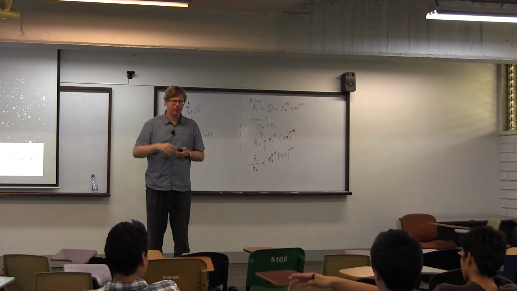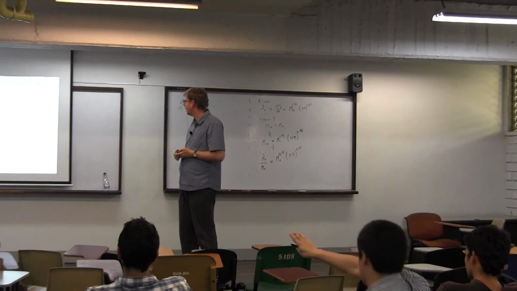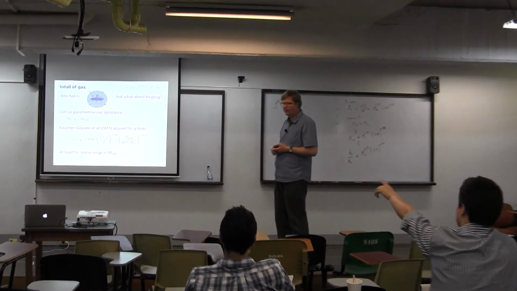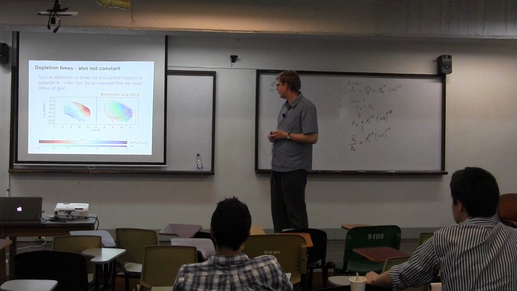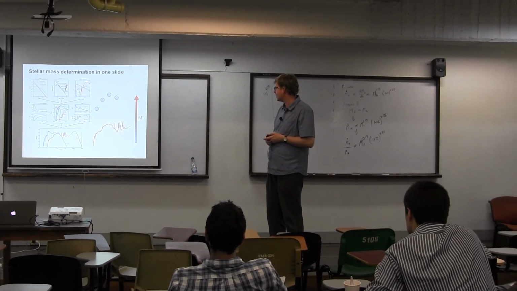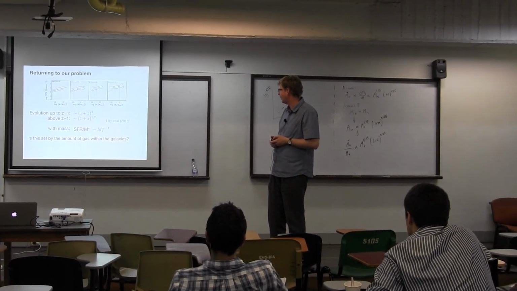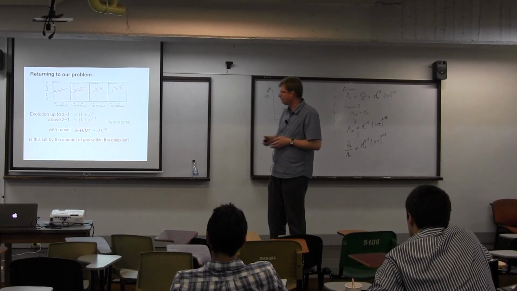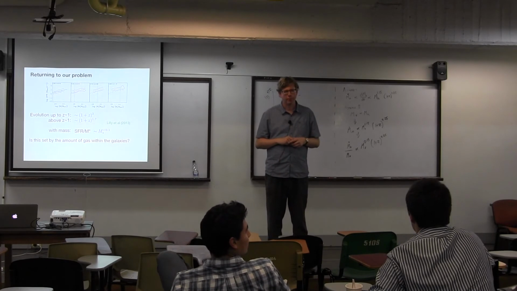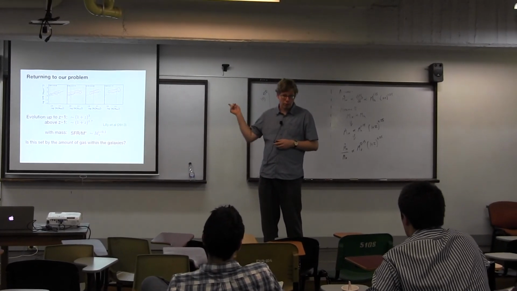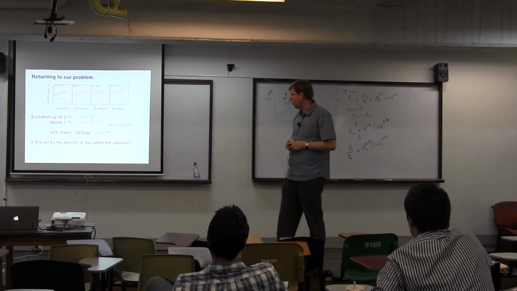Can you please go back to the plot? The green is the observational data. Yeah, exactly. But what is the highest redshift that we can reach?